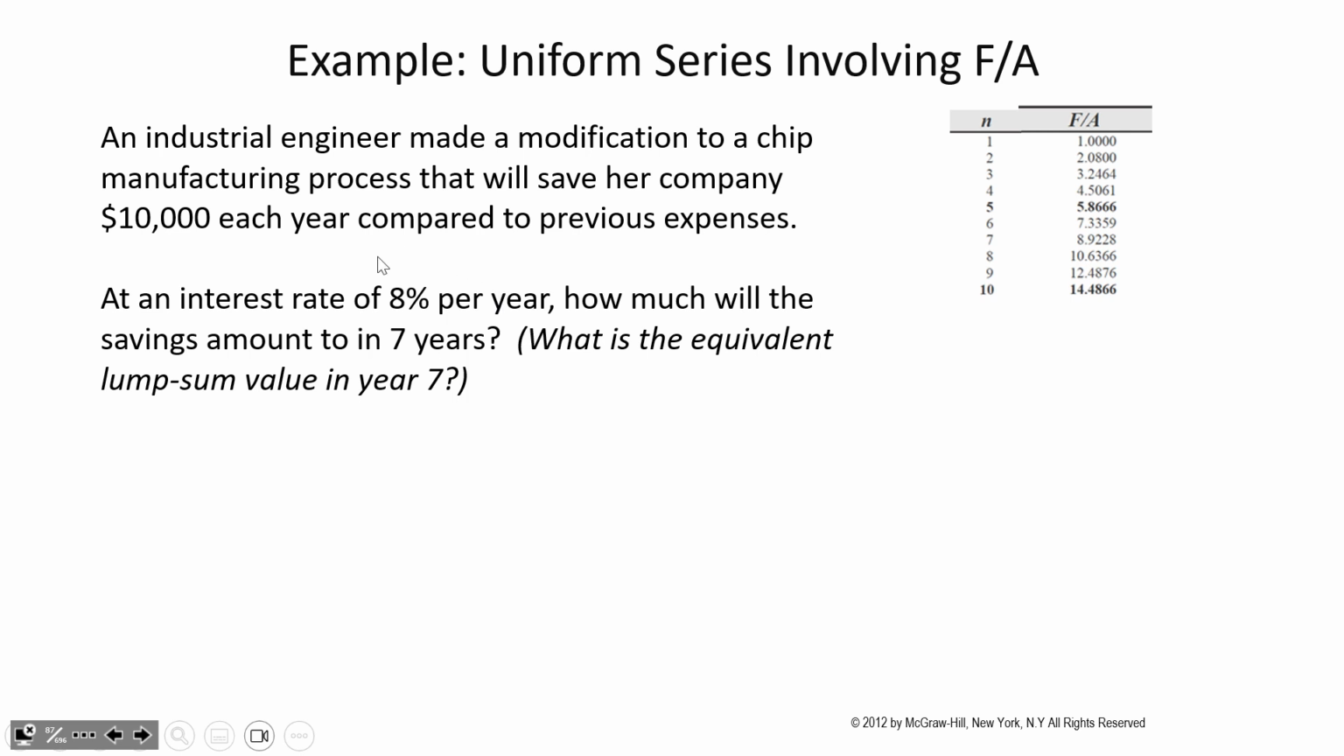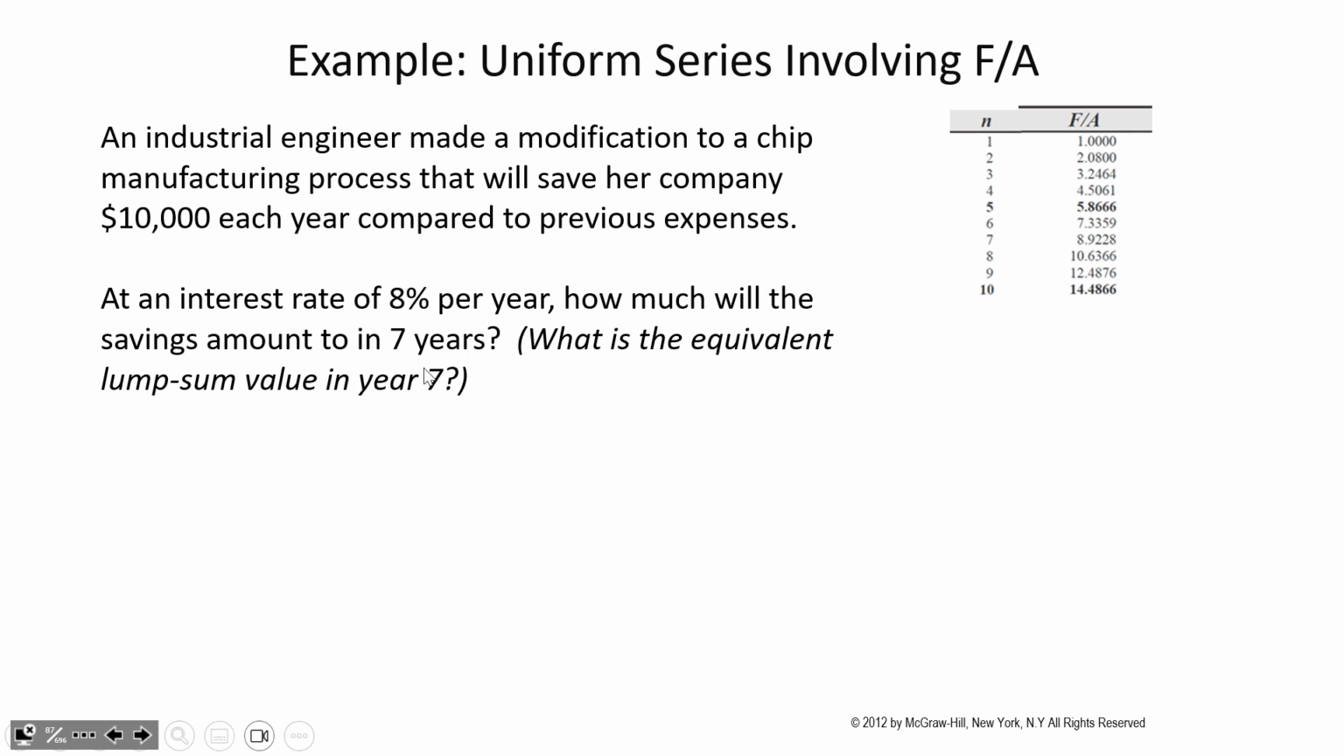So let's just summarize how we would express this problem. That's lengthy, lots of words, lots of characters here, but we can distill the essence of the problem really simply by just saying this is find F given A, i equals 8% and n equals 7. So that's way fewer symbols than all of this language. And all of this language may have some ambiguity. You'll notice here in parentheses I said, what is the equivalent lump sum value in year 7?